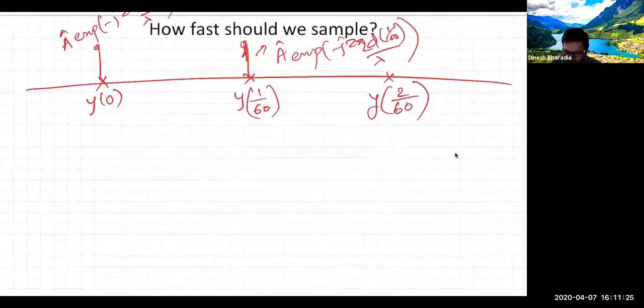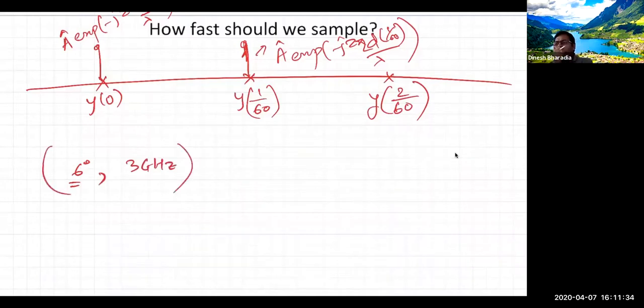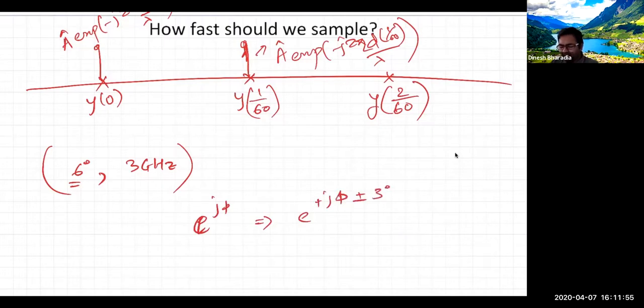Let's say ADCs can cause an error of 6 degrees while sampling at 3 gigahertz. Is everyone clear on what the 6 degree error means? It means that instead of measuring e to the power of j phi, it can measure e to the power of j phi with plus or minus 3 degree error. Again, convert this into radians.